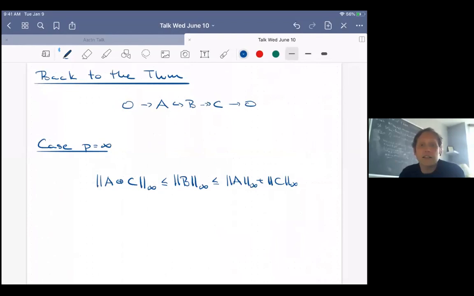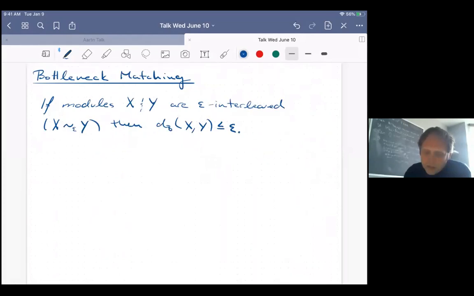Okay. So here we have our short exact sequence, A, B, C, and the statement that we want to prove. As I said, now we have all the tools. I'm going to introduce one more tool. Another standard result that we know and love is bottleneck stability, which says that if you have epsilon-interleaved modules, the bottleneck distance between the diagrams is at most epsilon.